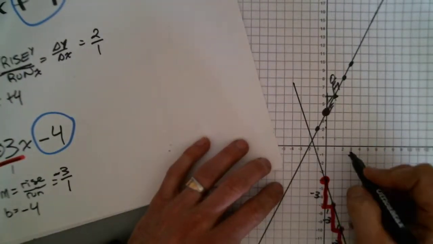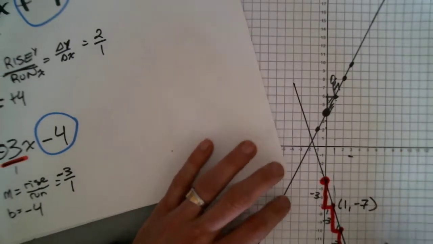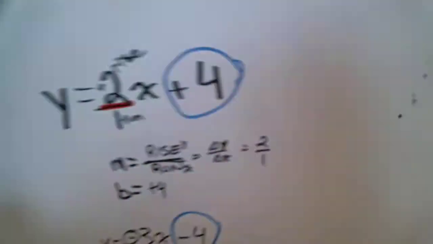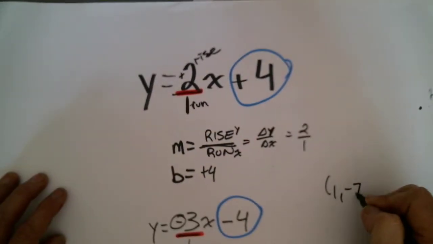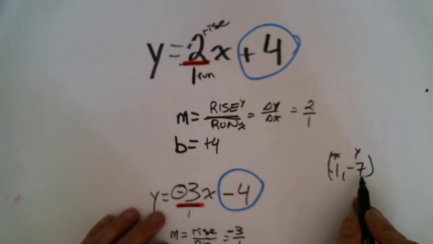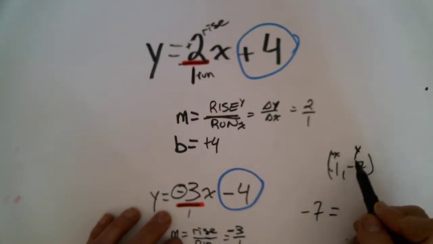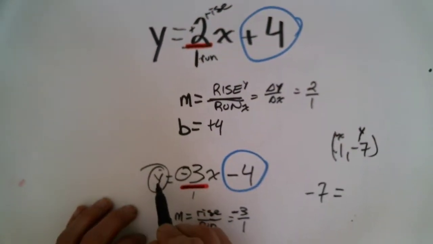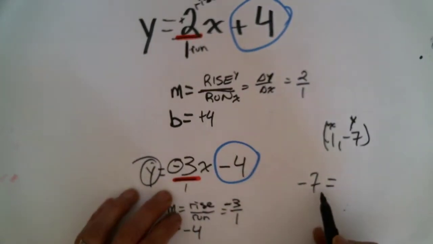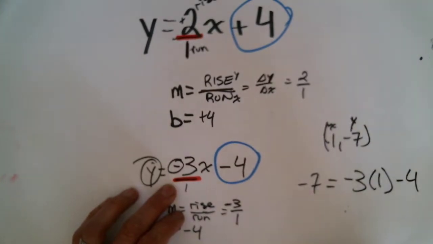So if we plug those numbers in here, let's take an easier one if I'm going to do that. Let's do 1 and negative 7. So that's 1 point on my line. My x is 1. My y is negative 7. So now I'm going to put in the numbers. Negative 7 equals, see, there's my y. All I'm doing is putting the numbers in. Negative 7 equals negative 3 times 1 minus 4.